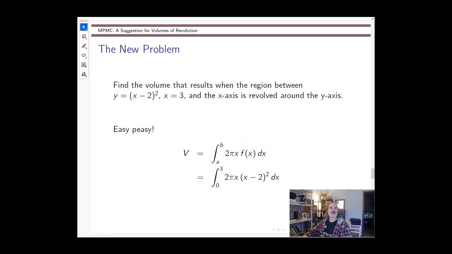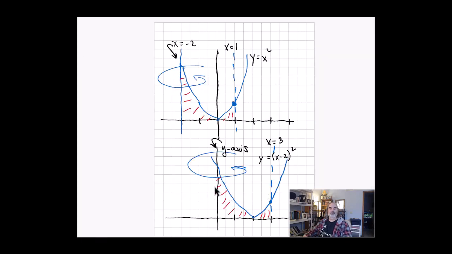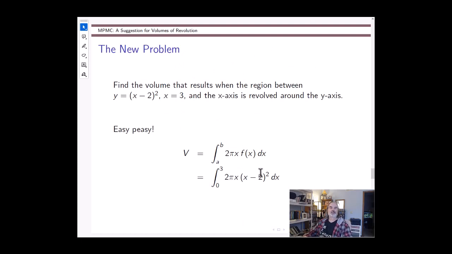Again, there's the picture, right? The red shading is the region that's being revolved around the y-axis from 0 to 3, underneath y equals (x minus 2) squared, out to x equals 3. And I don't even have the value for this integral because it's so straightforward. You could do it if you needed to.